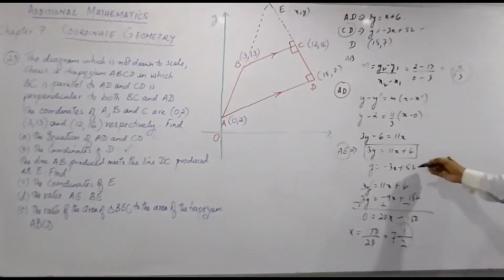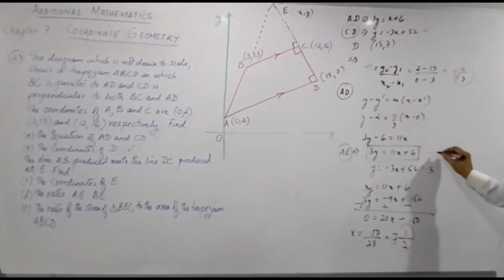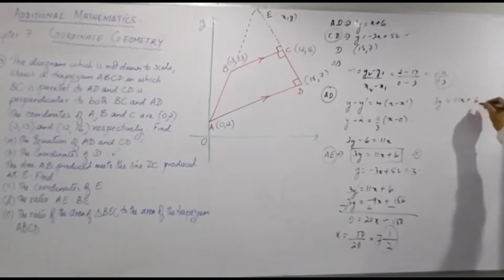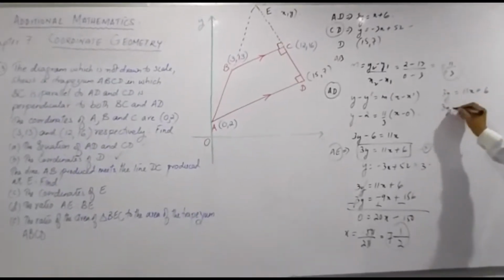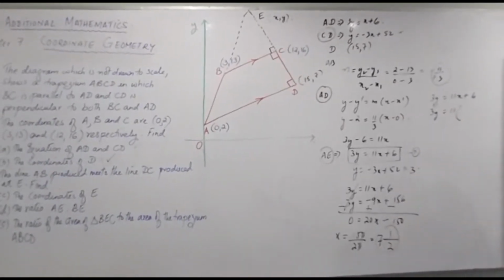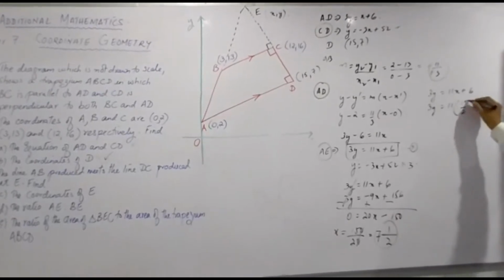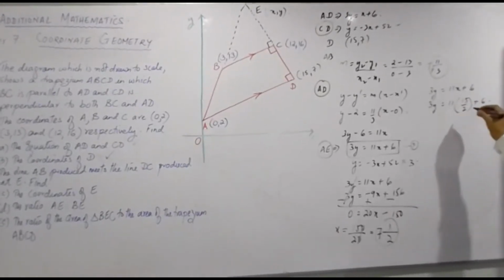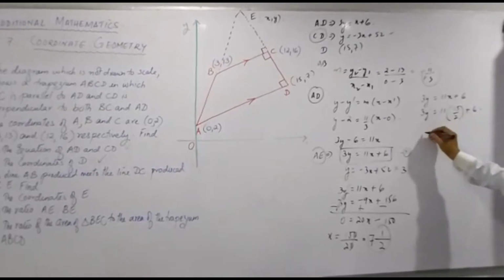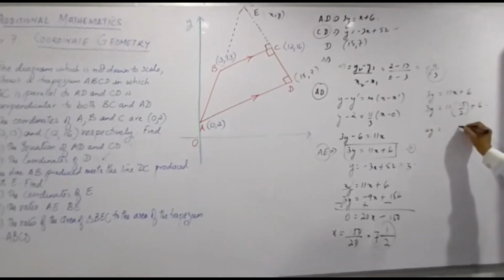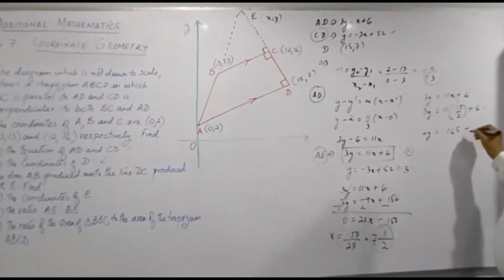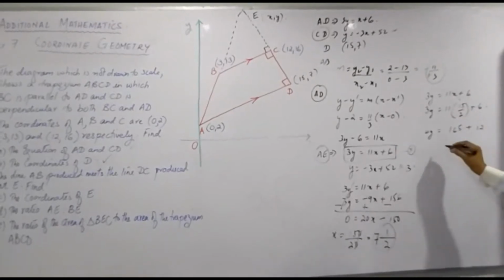Now we substitute this in any one of these equations. Let's substitute in this equation. So we have 3y equals 11x plus 6. From here we'll get the value of y when we substitute the value of x as 7 whole 1 upon 2, that is 15 over 2, 15 over 2 plus 6. So let's take the LCM and then take the 2 on the other side.